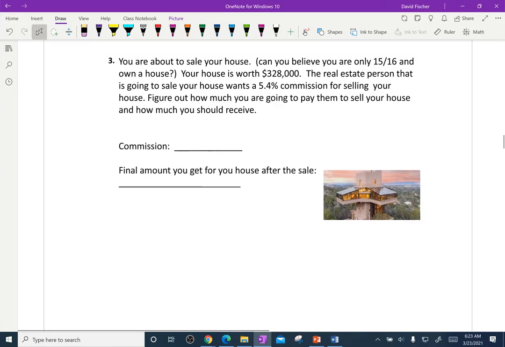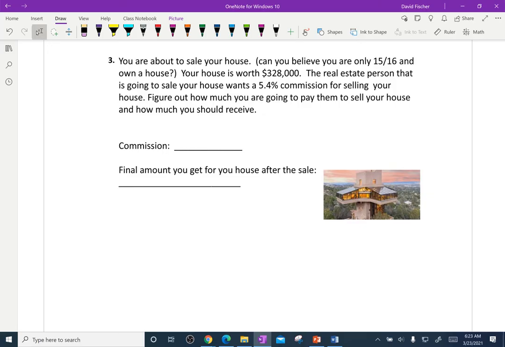Here you go. You're about to sell your house. Can you believe it? You're only 15 or 16 years old and you own a house already? Your house is worth $328,000. The real estate person that's going to sell your house wants a 5.4% commission for selling your house. So that means you're going to pay them whatever your house is worth times 5.4%. That's how it usually works on these people that sell houses. And that's the going rate right now in Arizona, 5.4.